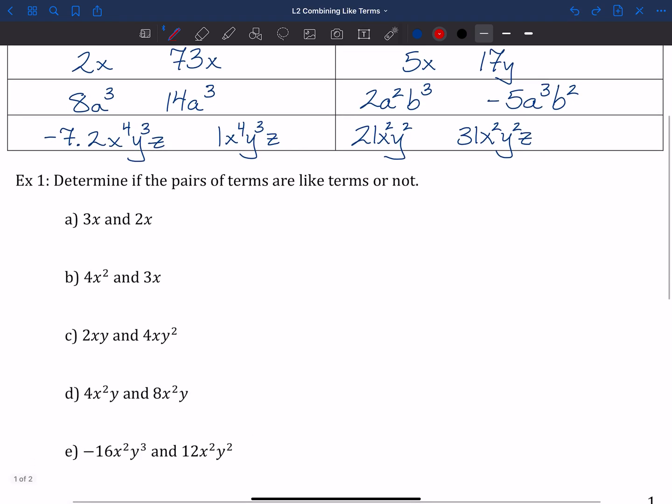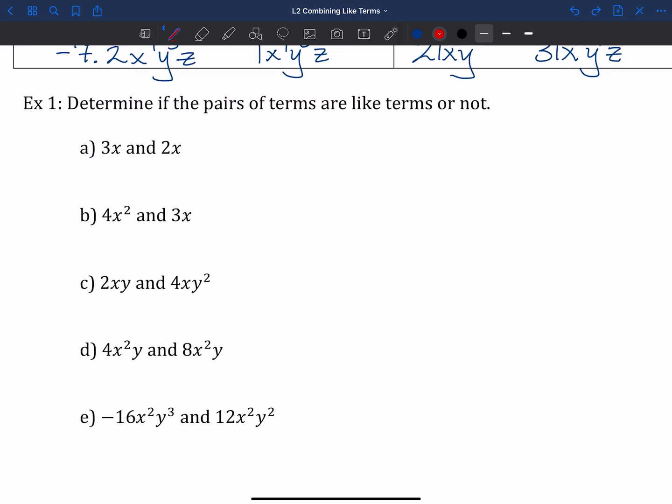Okay. So let's just take a quick sec. Let's figure out if these are like terms or not. All right, 3x and 2x. All right, so again, I'm looking at the variable, they match, and they have the same coefficient, which appears to be no coefficient. There is an invisible 1 there, right? So those match. So yes, they're like terms.